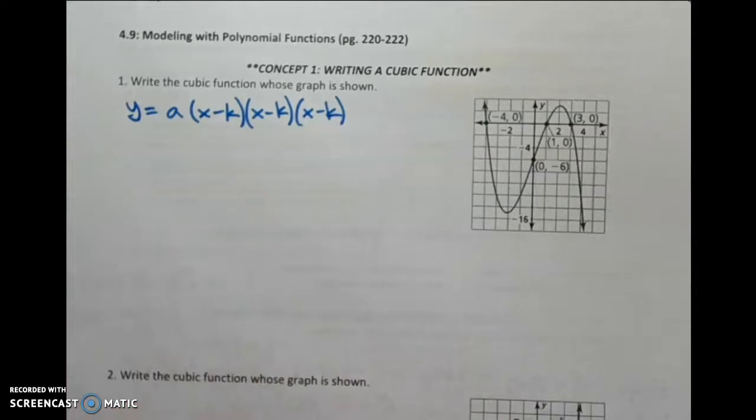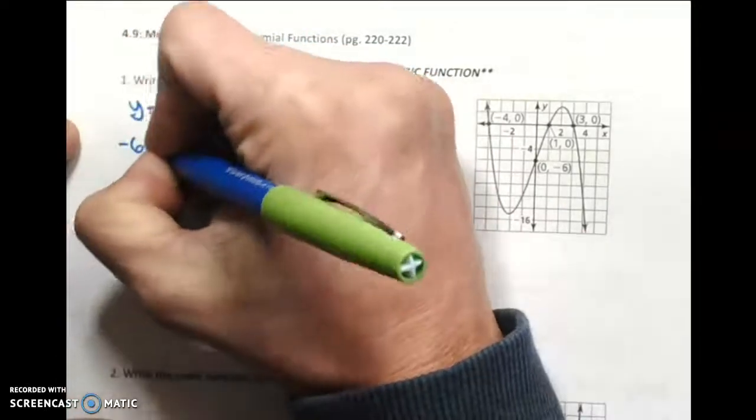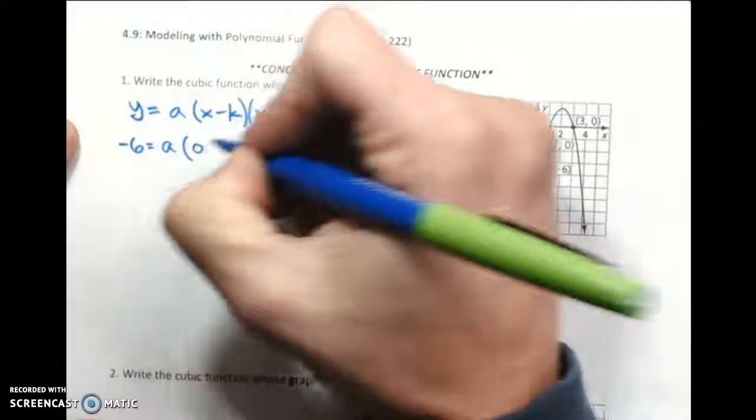X is 0, y is -6. And what I'm going to need to do is solve for a. So I'm going to plug everything in there. Okay, so y is -6. A is unknown. X is 0.